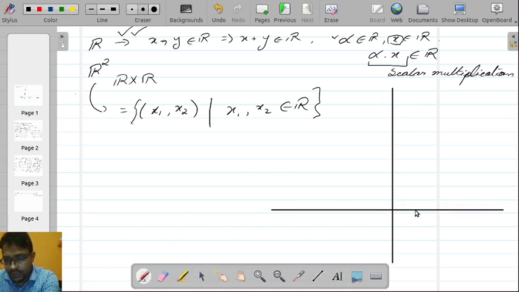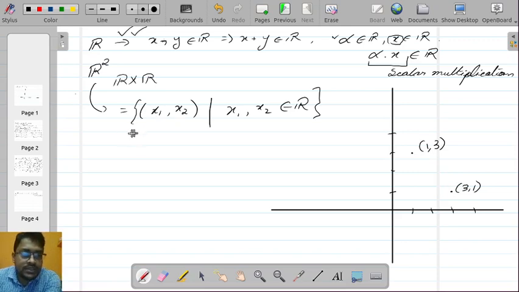In your school days itself you have done this: say this is 1, this is 2, this is 3, this is 4. If I want to mark the point 1 comma 3, it will be a point somewhere here. If I want to mark the other way, 3 1, the x coordinate is 3, the y coordinate is 1, so the point is somewhere here. You see that 1 3 and 3 1 are different things. They are not the same, they are different points.